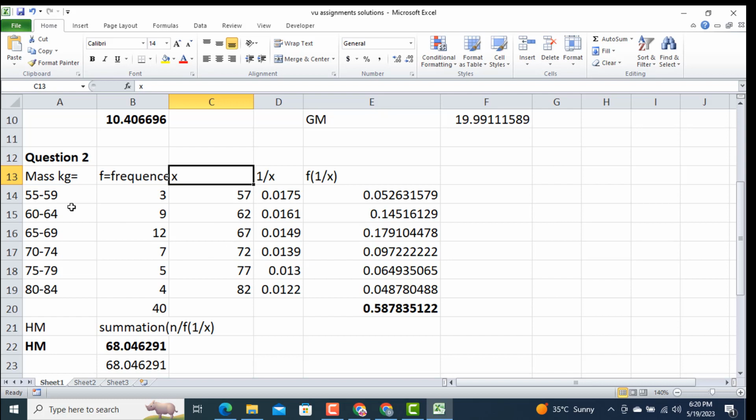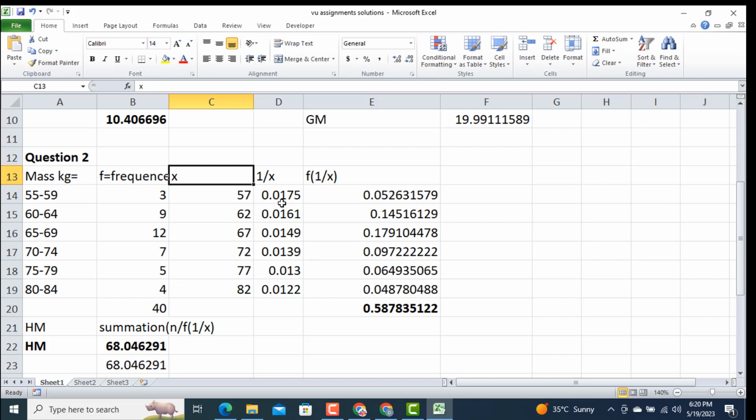Class group is more appropriate for this one. How many class groups are there? 6 groups are there. So after that, as per the requirement of the harmonic mean formula, we need n divided by summation f into 1 by x. So here we will get the reciprocal of the x values by dividing 1 by the respective x values 57, 62 up to 82. So here we will get 1 over x.